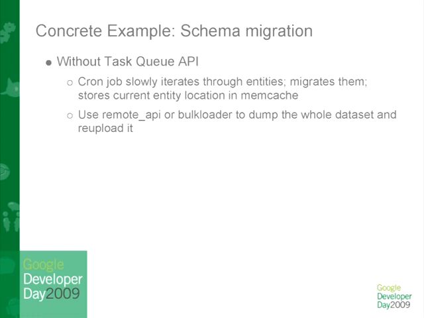The cron jobs just aren't fast enough. Alternatively, you could use the remote API or the bulk loader to download the entire data set and then re-upload it. But that's stupid if you have a lot of data, and it's also very slow. So luckily, the task queue API lets us fix this.